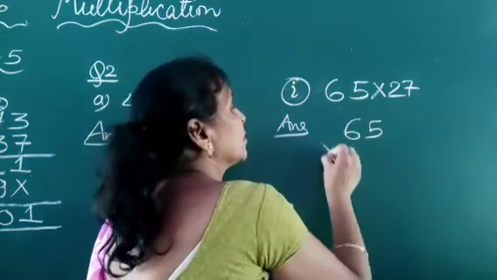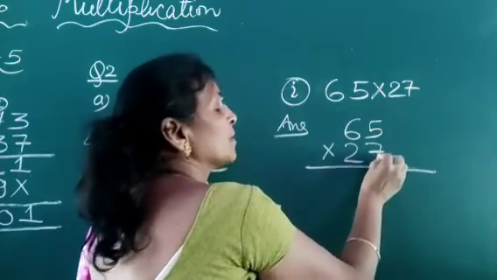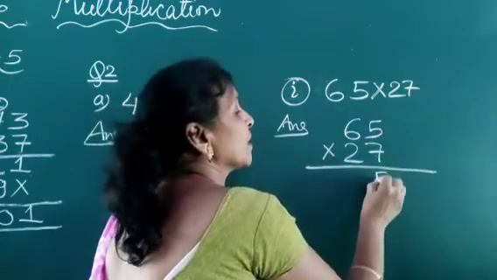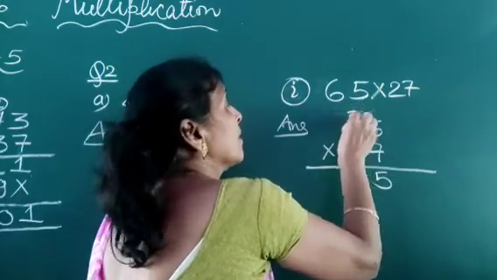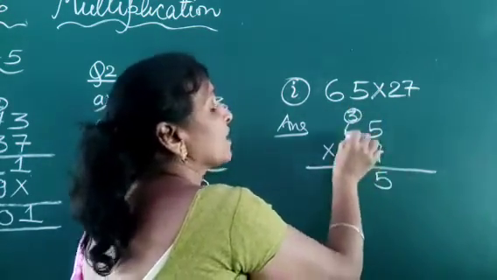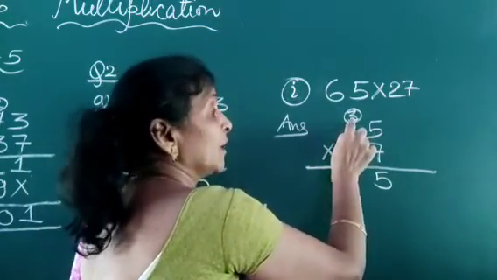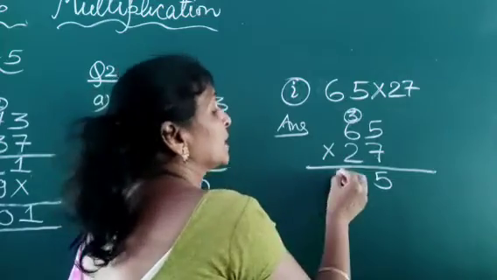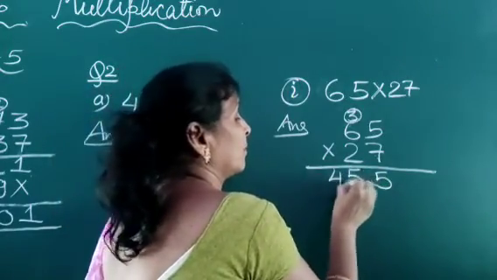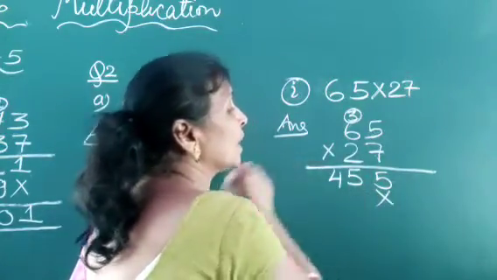Now the next is 65 multiplied by 27. First we write in vertical columns like this. Now we tell the table of 7, 5 times. 7 fives are 35. Put 3 carry over here and write 5 here. Then 7 sixes are 42. Add 3 in 42, that is 45. Then put 1 cross here.